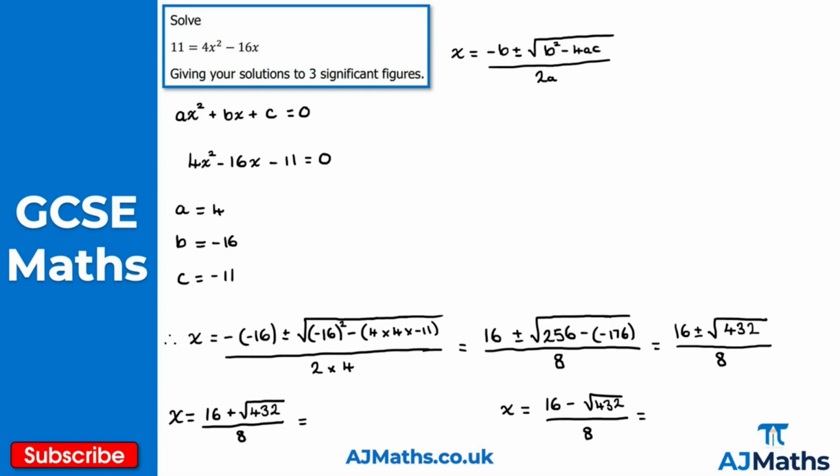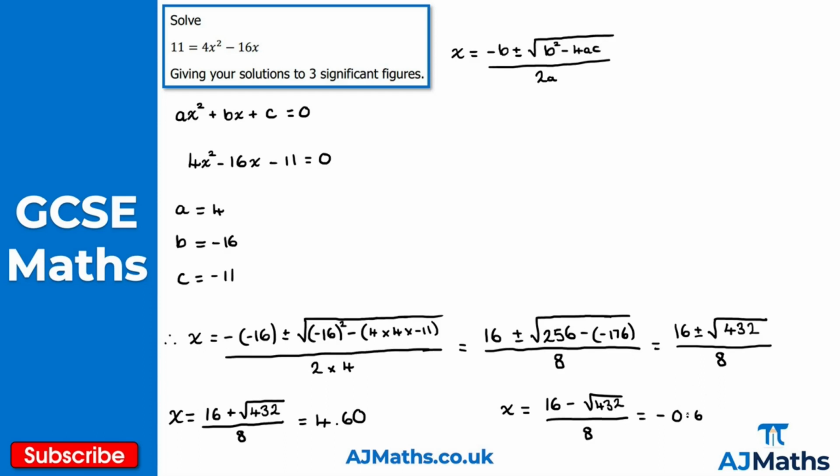So, given our solutions now to 3 significant figures here for this one, so to 3 significant figures, I'm going to get 4.60 then. And for this one here again, put this into your calculator. So 16 minus the square root of 432 divided by 8. And I'm going to get minus 0.6.